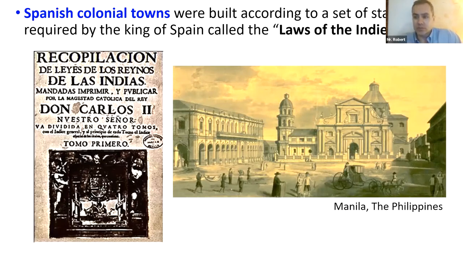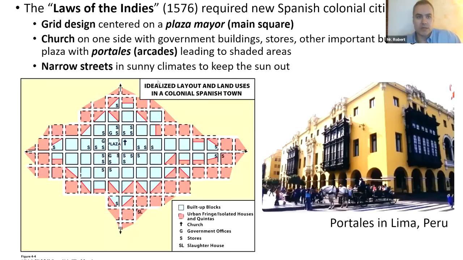What were some of the rules for cities? Okay, so here's three big ones. They're not the only ones, but three big ones. Here's a map of the standard blueprint for a Spanish colonial city. You had to have a plaza in the middle, Plaza Mayor, Plaza Central right here. It's a central square.